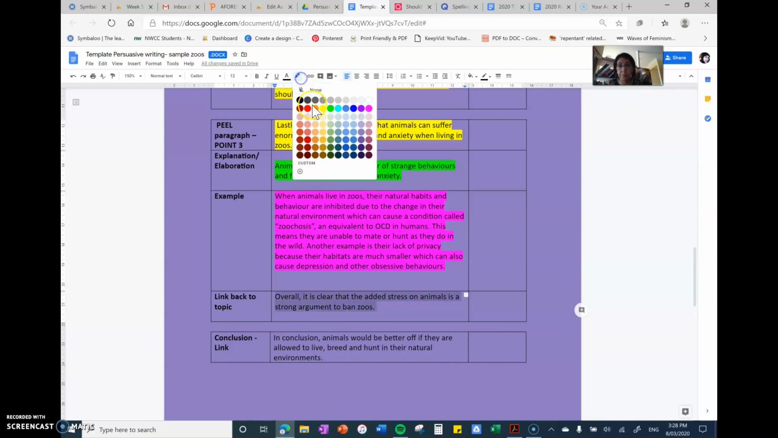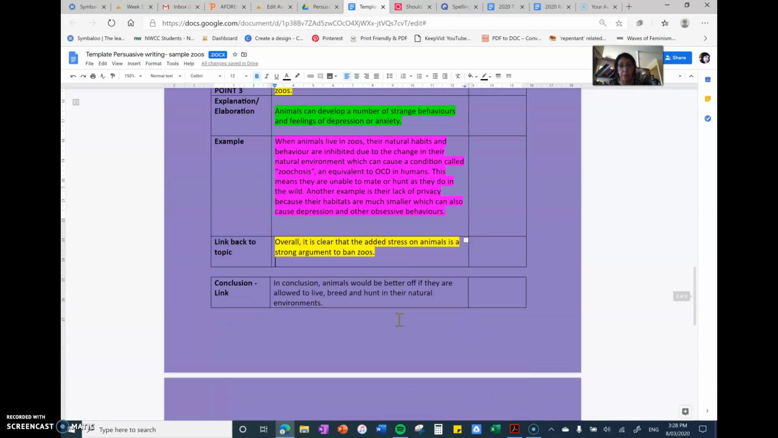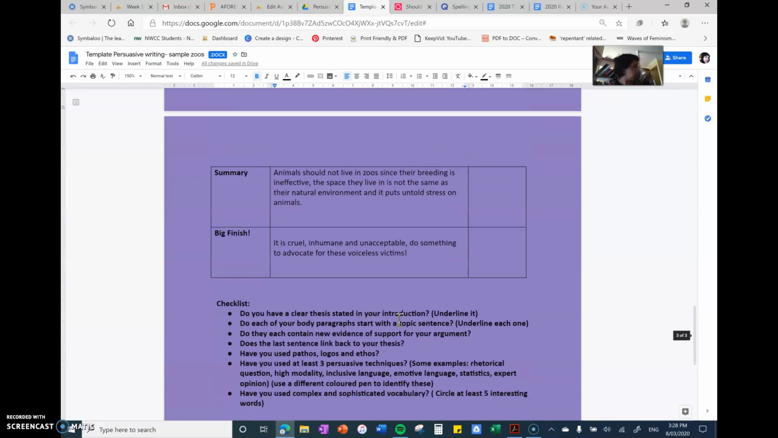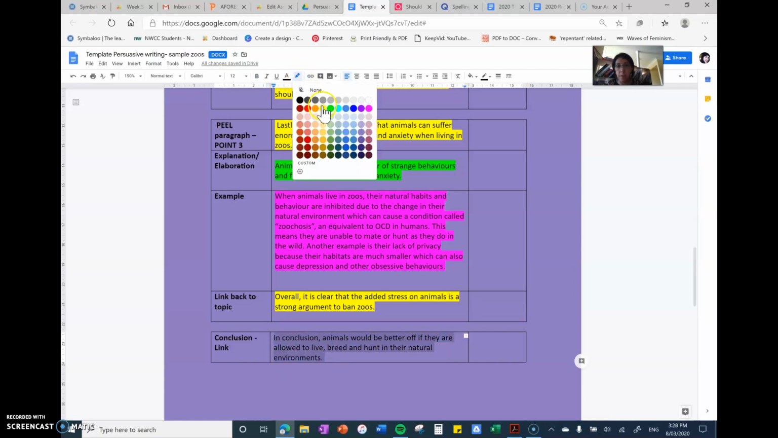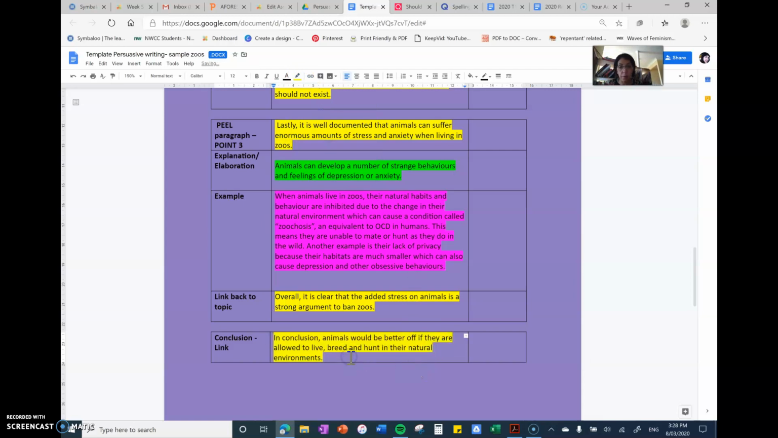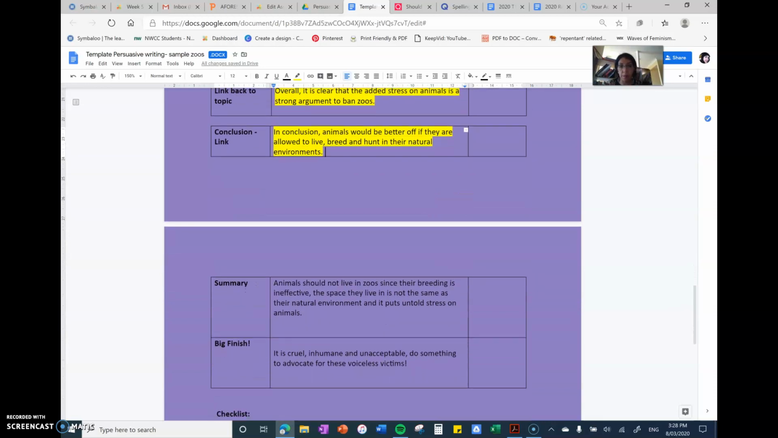Overall, it is clear that the added stress on animals is a strong argument to ban zoos, okay? So I am giving very specific examples there. Okay, so conclusion, what is my conclusion here? In conclusion, animals would be better off if they're allowed to live, breed, and hunt in their natural environments.